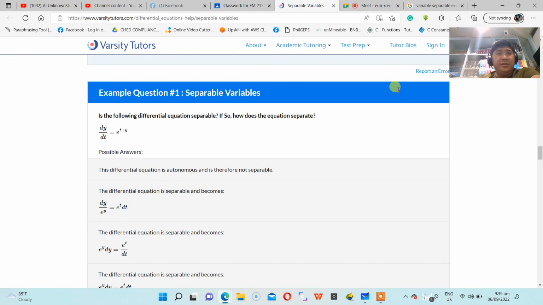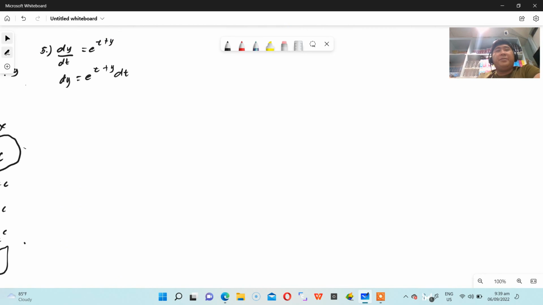The statement is: the differential equation is separable. So it is separable, and this equation is separable. If we could recall, we could separate this one into two.